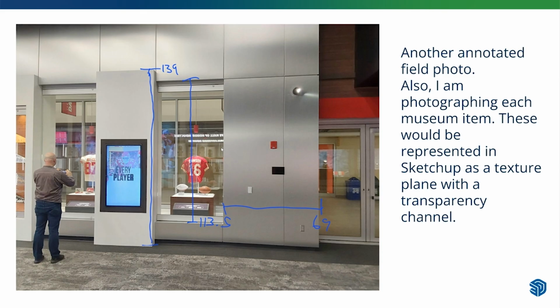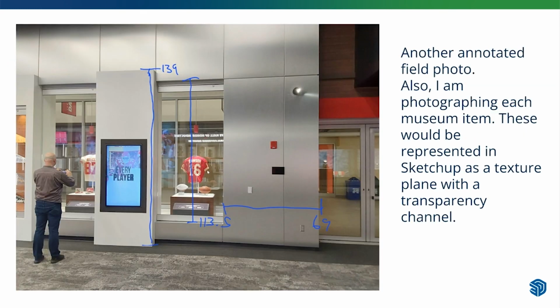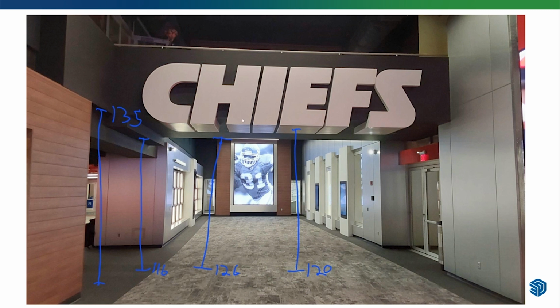So this is some shots from what's called the Hall of Honor, which I gave you a look at before. So we've got sculptures on the left here. We've got all sorts of memorabilia, and we have the bridge with the Chiefs logo on it. This we would have to 3D model.